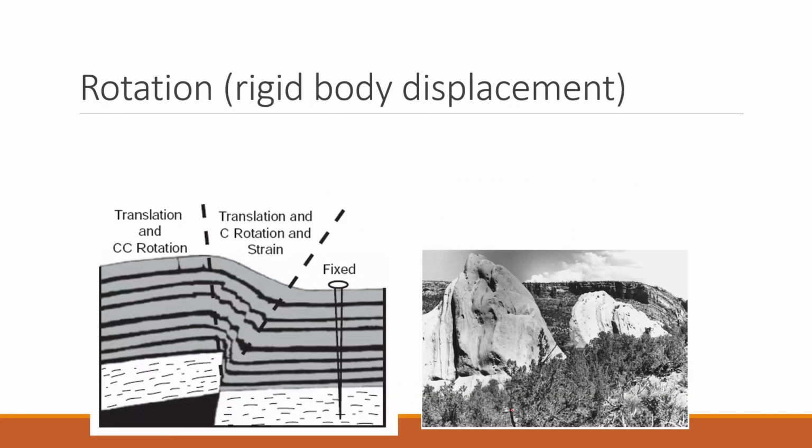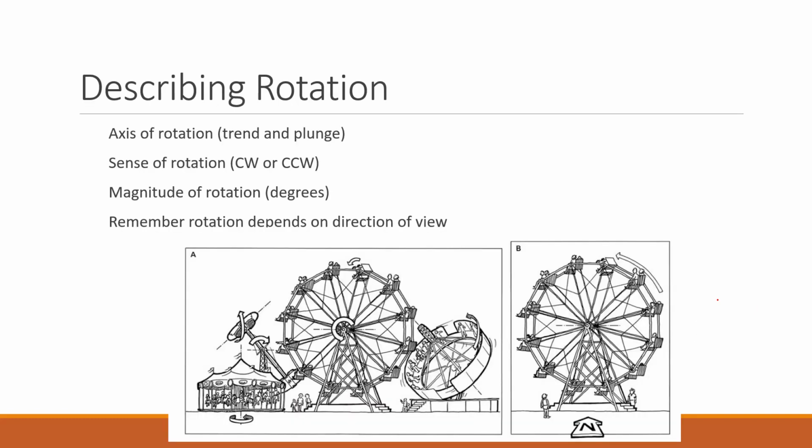Rotation, rigid body displacement. So we're just spinning things about an axis. This is very common in geology. So these rocks, remember the law of original horizontality. Here are our bedding planes. These are bedding planes. Sedimentary beds do not deposit vertically, which means that these used to be horizontal and they have been rotated. So that's what the law of original horizontality tells us. Again, rotation is very, very common in geologic structures.